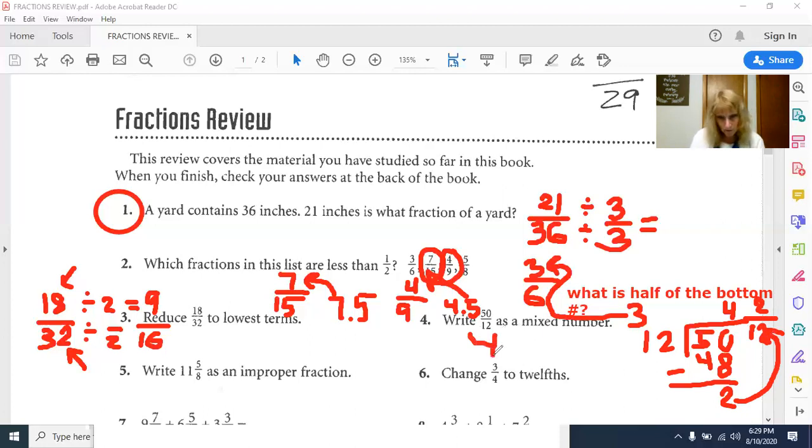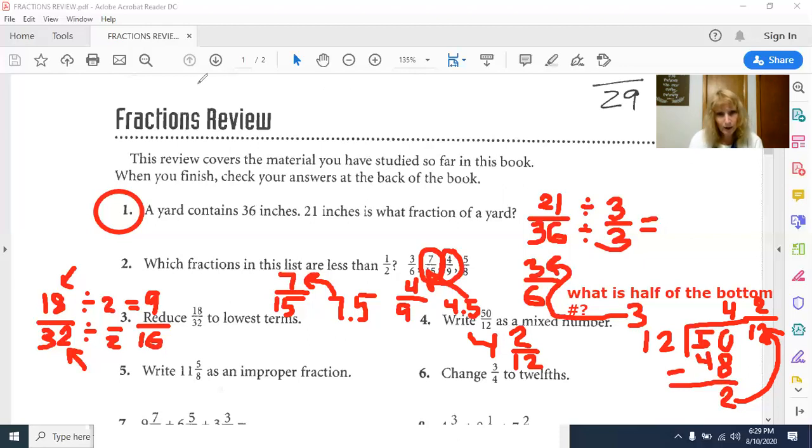You were close on this one. 4 and 2 12ths can be reduced. The 2 12ths part needs reducing. What number can I divide the top and bottom by, the same number, that will give me a reduced fraction? So you think on that one.